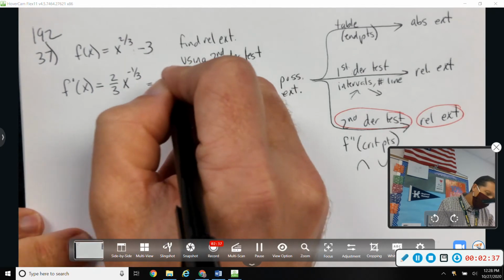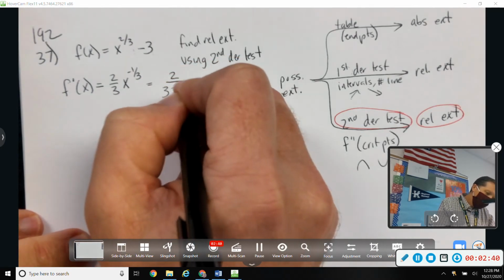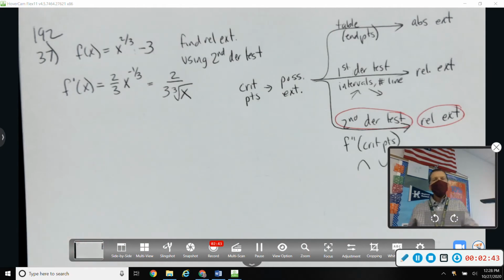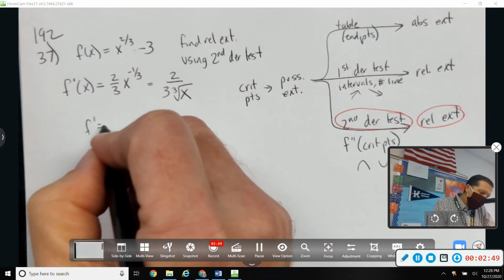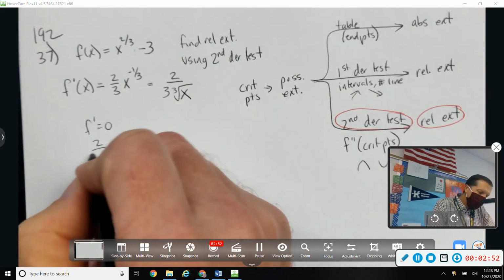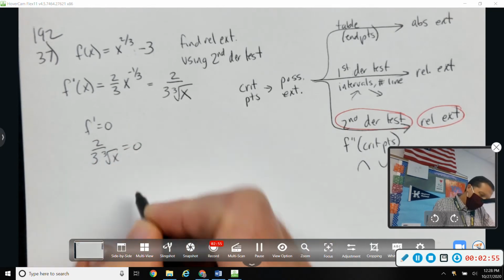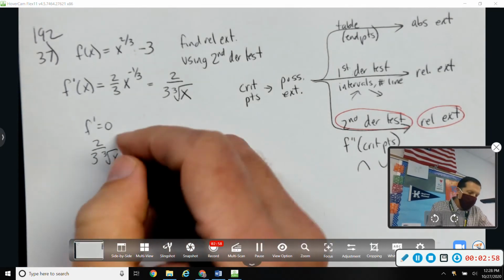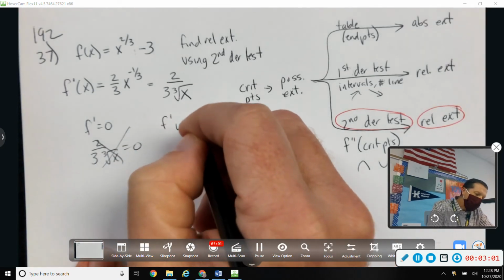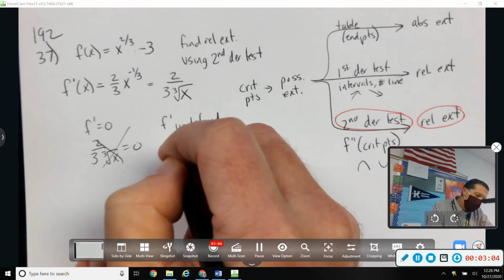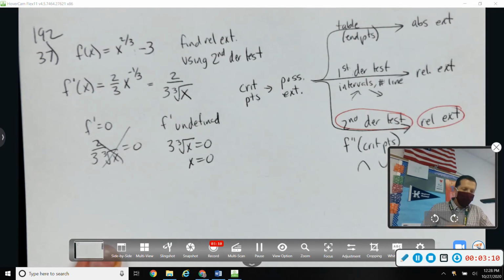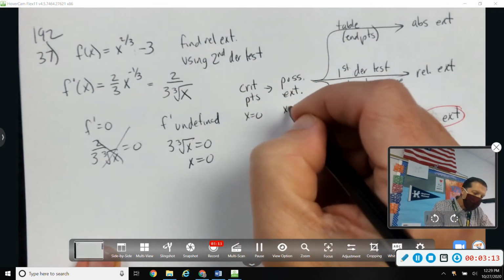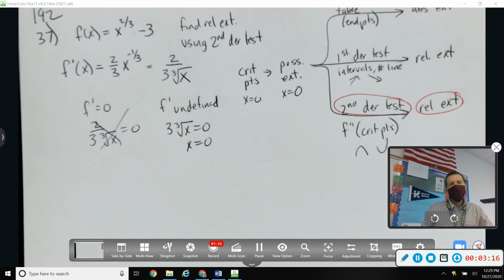So let's see, that's 2 over 3 cube root of x. So that's equal to 0 nowhere, because there's no value that would make the top be 0, so that doesn't really apply. But it's undefined when the bottom is 0. So x equals 0 is my critical point. That means it's a possible extrema. And so now I'll have to worry about it for second derivative test.